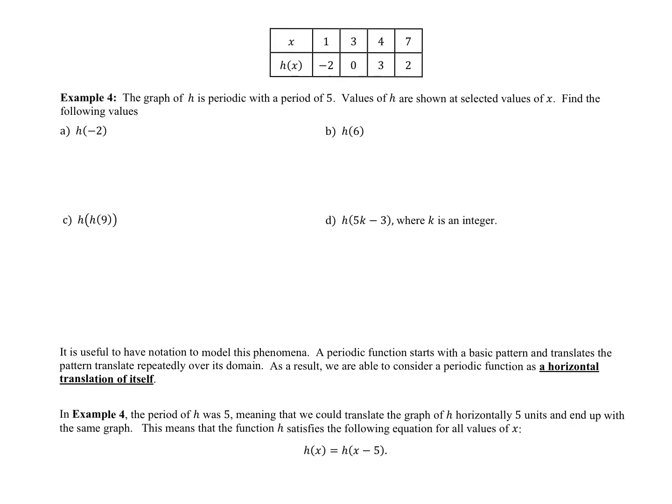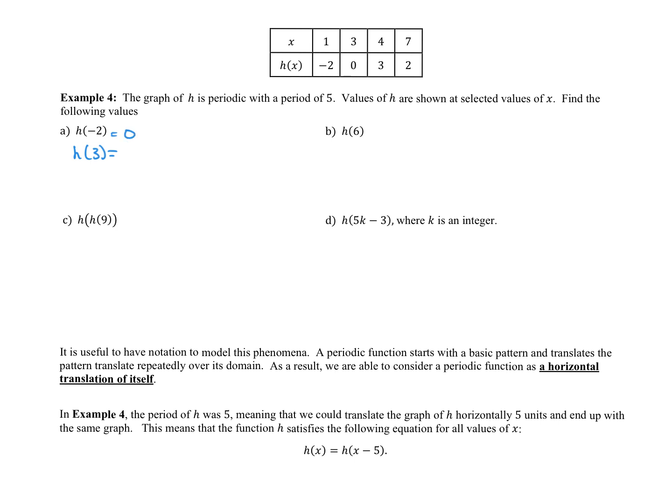Example 4. The graph of h is periodic with a period of 5. The values of h are shown as selected values of x. Find the following values. This first one is h of -2. Is -2 anywhere in my x values of h? No, but my period is what? 5. If I add or subtract a multiple of 5 to -2, could I get any of these x values? Yes. So h of -2 is the same thing as h of 3. And h of 3 is equal to 0. So h of -2 is 0.